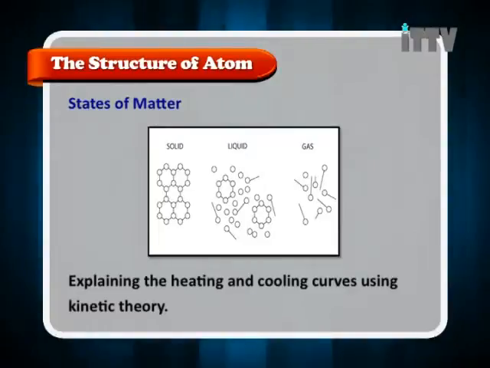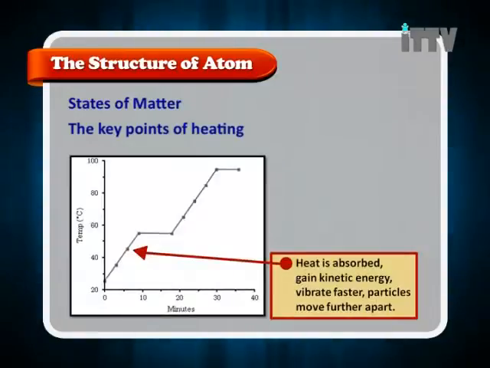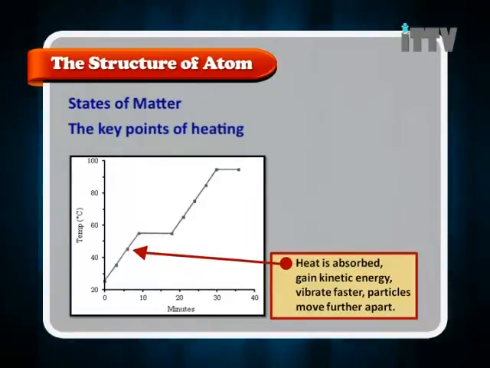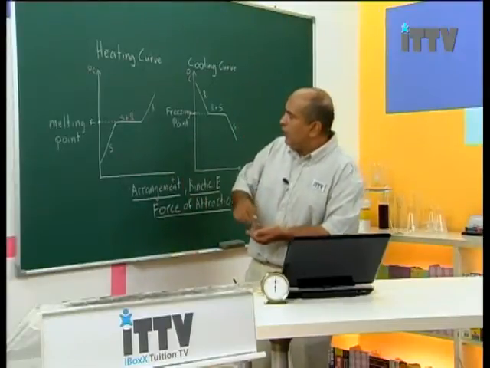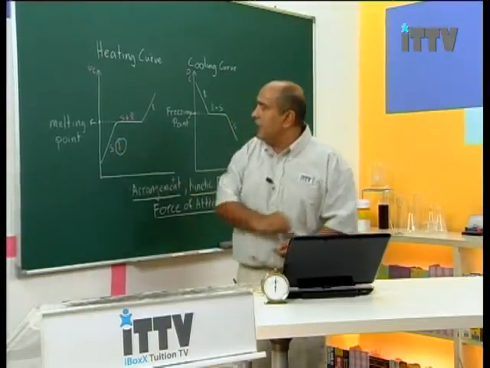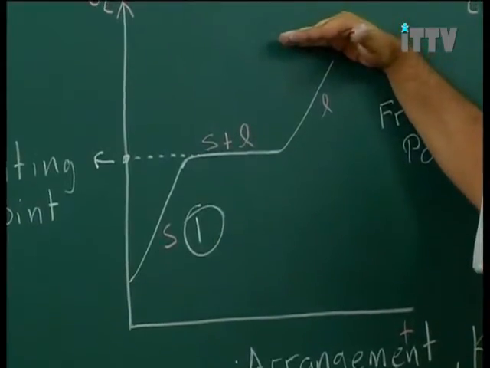Explaining the heating and cooling curves using kinetic theory. Key points of heating. Heat is absorbed, particles gain kinetic energy, vibrate faster, and move further apart. So let's go over here to the board. This is the first part that we are talking about. We're over here in a heating curve. We're heating up a solid and we're trying to make it into a liquid.